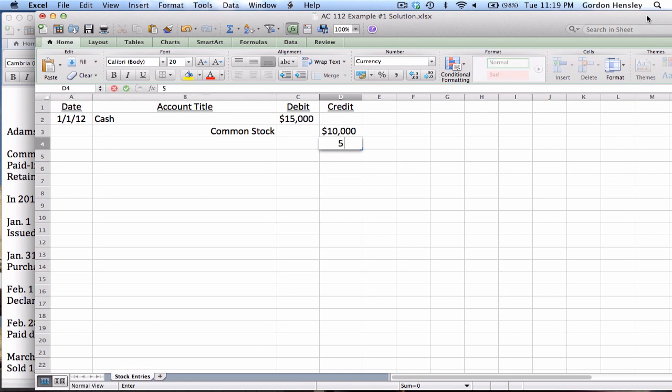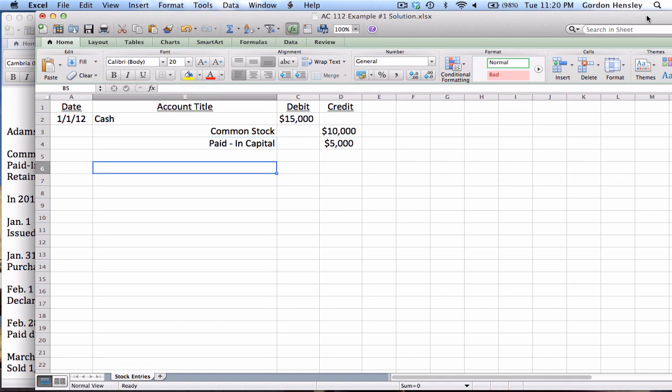Now, there's a difference there of $5,000, and that difference needs to be on the credit side to make the journal entry balance. And what is that? Well, that's going to go to paid-in capital. And this paid-in capital is paid-in capital on our common stock. And that's just for all those instances where we sell additional value on the stock above the par value. So that completes that particular transaction.